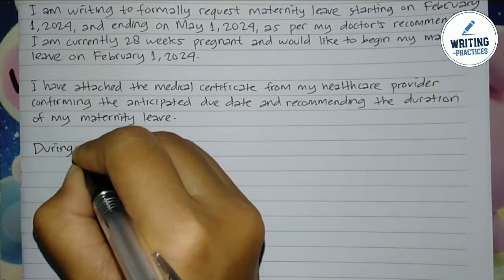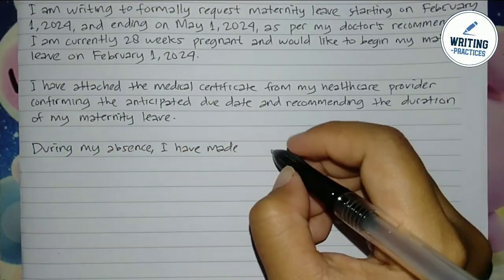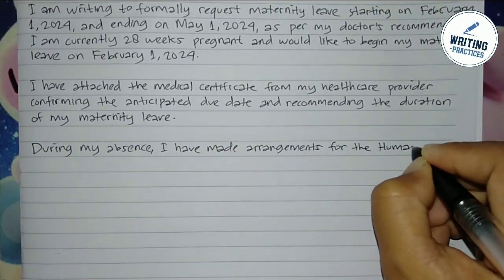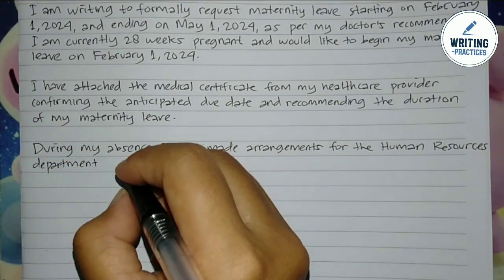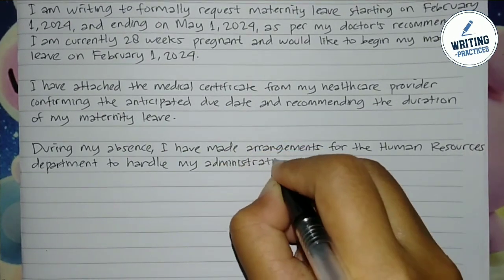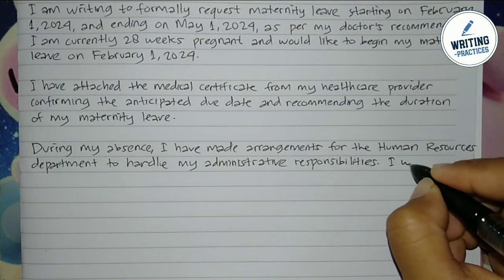In the third paragraph, this is where you talk about your transition plan. It is a must that you inform the employer that arrangements have been made for the HR department to handle administrative responsibilities during the absence. Here is the example. "During my absence, I have made arrangements for the Human Resources Department to handle my administrative responsibilities."